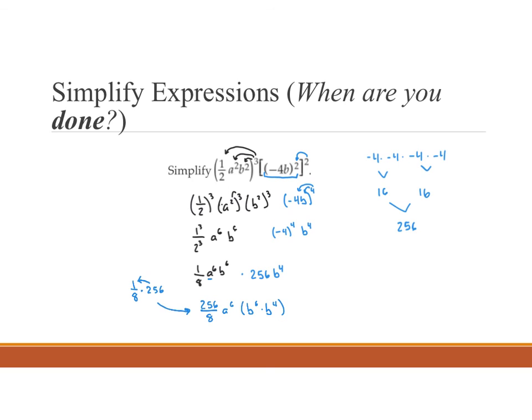Now, in order for this to be fully simplified, you need to simplify your fraction and your b's. 256 divided by 8 ends up being 32. Then we have a to the 6, b to the 10.